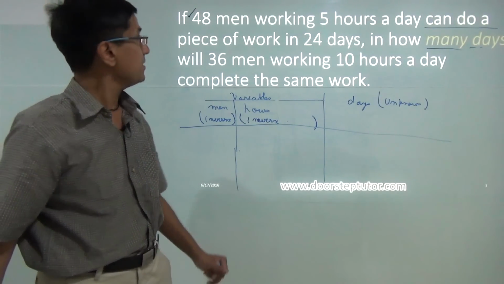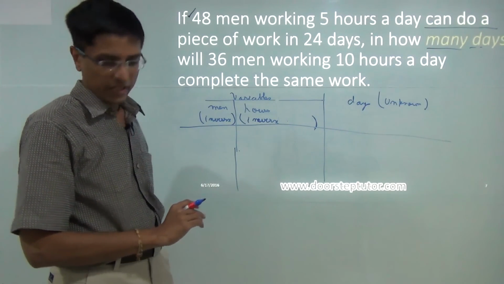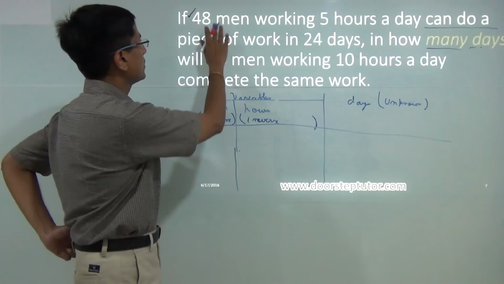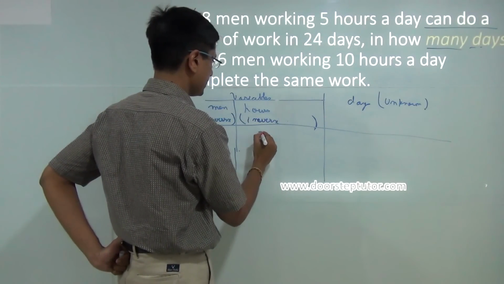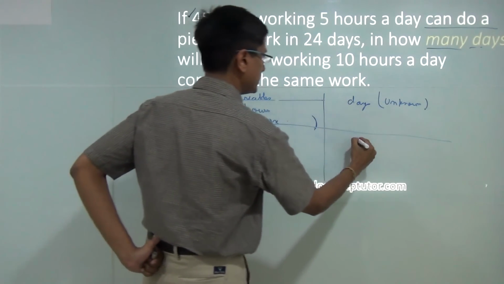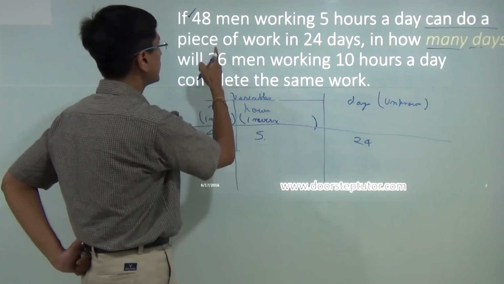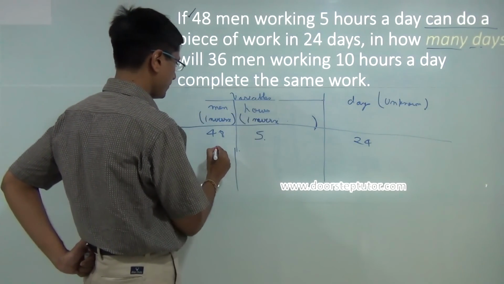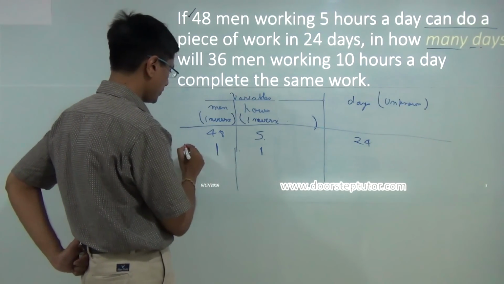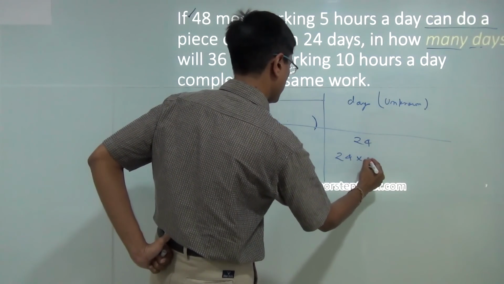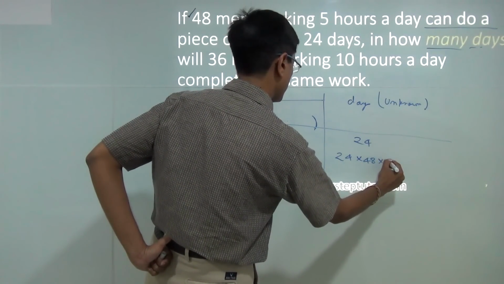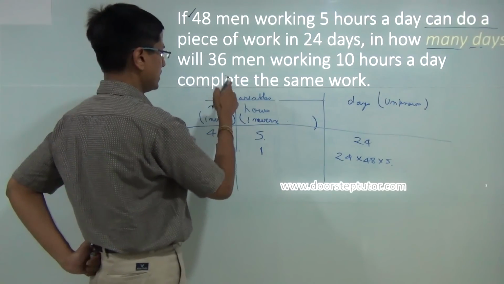So let's quickly fill in the values. There are 48 men. Number of hours is 5 and number of days is 24. Now we'll write 1 here. This is my unitary row. 24 into 48 into 5, and then everything is inverse.